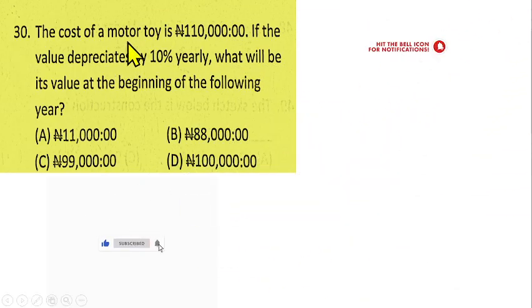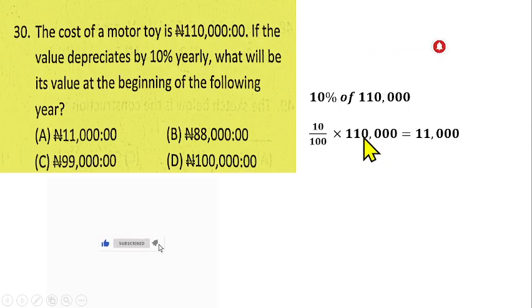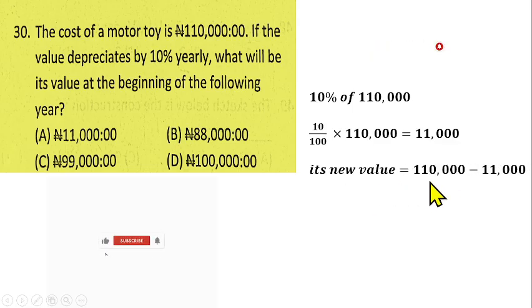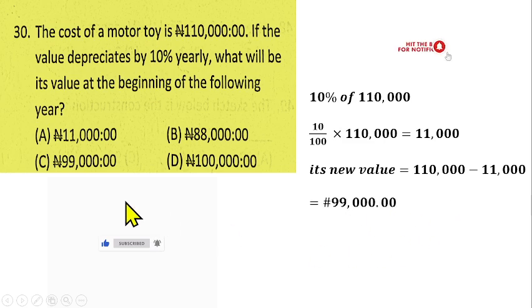Question number 30. The cost of a motor toy is 110,000. If the value depreciated by 10% yearly, what will be the value at the beginning of the year? So the value of the motor depreciated by 10%. So you need to find 10% of 110,000. So 10% of 110,000 will be 10 over 100 times 110,000. That should give us 11,000. So that means depreciate by this amount. So remove this amount from the initial price. So its new price will now be 110,000 minus 11,000, which should give us 99,000, which is option C.